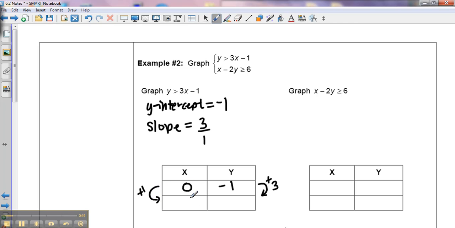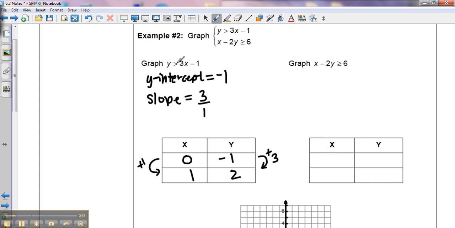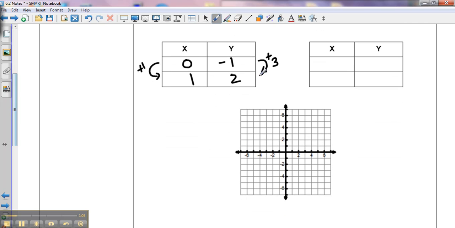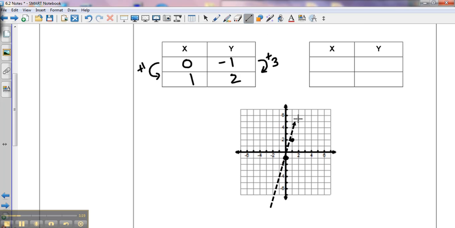So 0 plus 1 is 1. -1 plus 3 is 2. Okay, so there's my first 2 points in my first line I want to plot. Now this one's going to be a greater than, so it's going to be a dashed line, and I'm going to shade above it. So I'm going to go ahead and put these points on here. So I got 0, -1, and 1, 2 right here. And I said I was going to have a dashed line, so I'm going to draw a dashed line through here. Okay, and I'm going to shade above it.